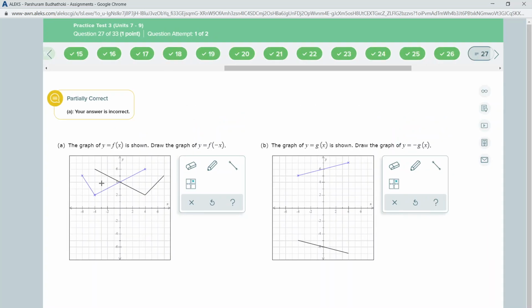Okay, your answer is incorrect for the first one. Why is that? Did I do something wrong? The mirror image of this is this. That's right. This is (-4,6) and this is (4,6). Mirror image of (4,2) is (-4,2). That is also right. What is the problem here? Did I do something wrong here? Okay, so let's try it again.